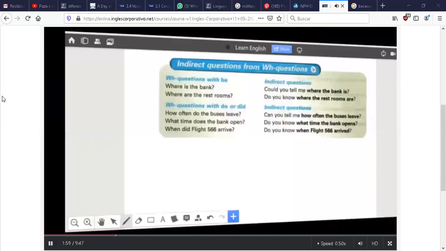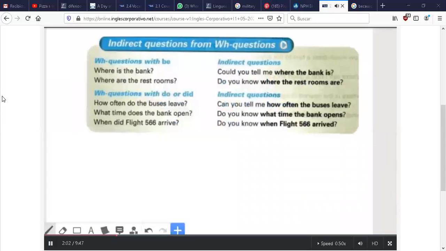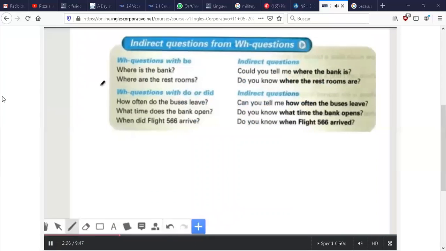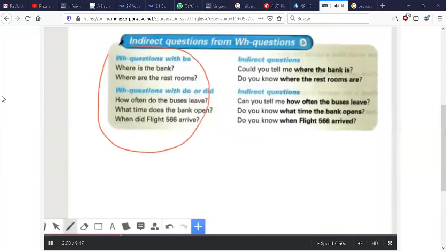Let me present some structure at this time. What we do in this class is we want to learn how to change direct questions into indirect questions. The reason we want to do this is because it's a lot more polite to use indirect questions. For example, if I say, where's the bank? It's less polite than if I say, could you tell me where the bank is?